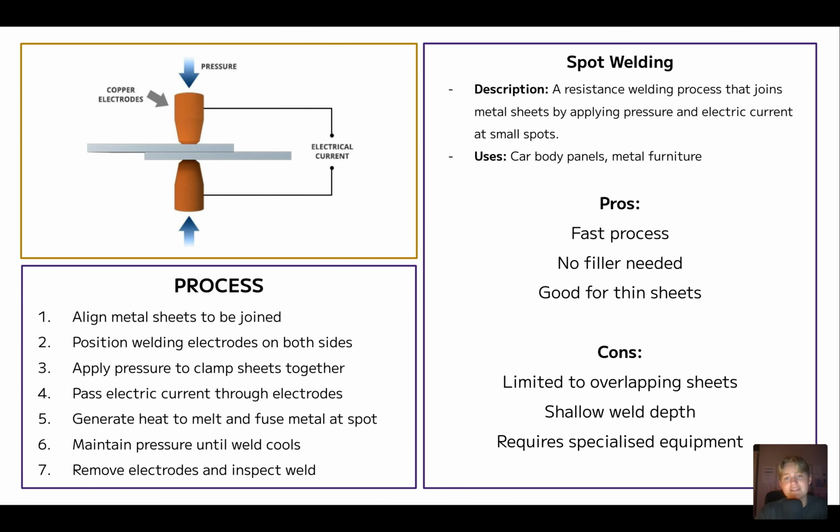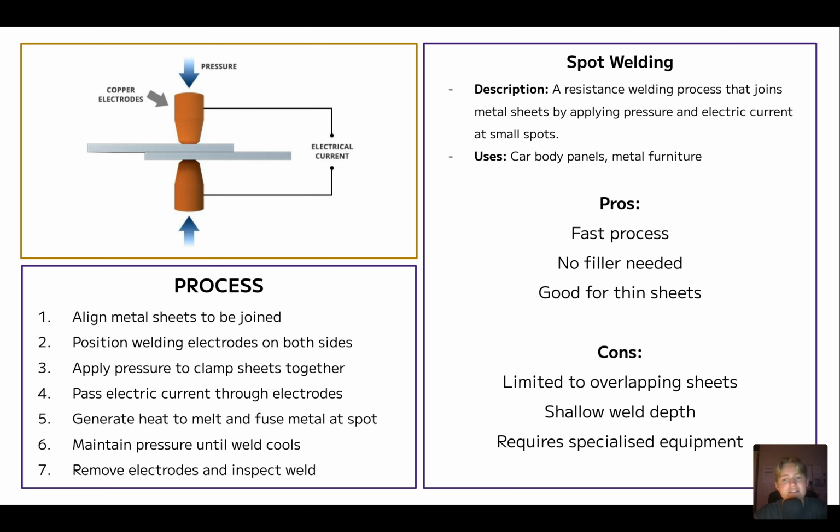The next one is spot welding. So spot welding can best be described as a resistance welding process. So we're using the heat of friction to join metal sheets by applying pressure and electric current in small spots. So this can be used for car body panels to attach them together, but also for metallic furniture, where you don't want to see a weld, really. You want to have something that's nice, neat, and looks clean.